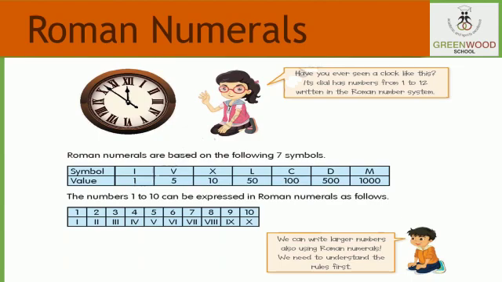Roman numerals are based on the following 7 symbols: I, V, X, L, C, D, M. I means 1, V means 5, X means 10, L means 50, C means 100, D means 500, M means 1000. The numbers 1 to 10 can be expressed in Roman numerals as given.